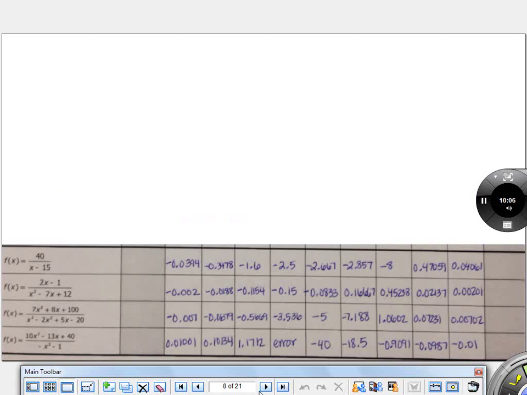All right, so this is the last set of equations that are there. Okay, and let's see. We'll look at the first one in the set. All right, so negative 2.5, negative 2.667, negative 2.8, negative 8. Okay, so we're just kind of plunging down. But then 0.47059, 0.04061. What would you kind of expect the next output to be if I plugged in something like 10,000 or something?